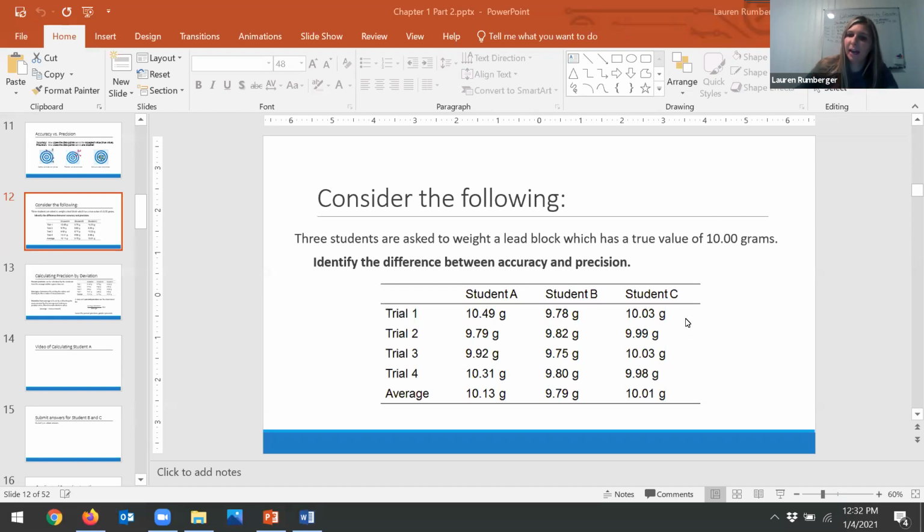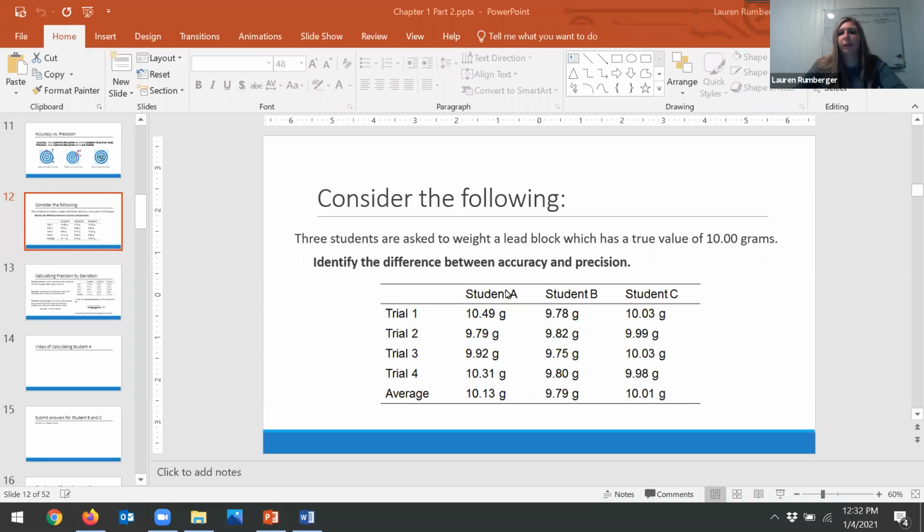We have determined that student C is both accurate and precise. Student B is precise but not accurate. And student A is neither accurate nor precise because each one of these values vary from each other and they are a bit far from the true value of 10 grams.